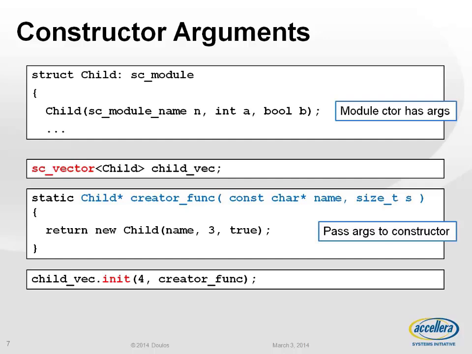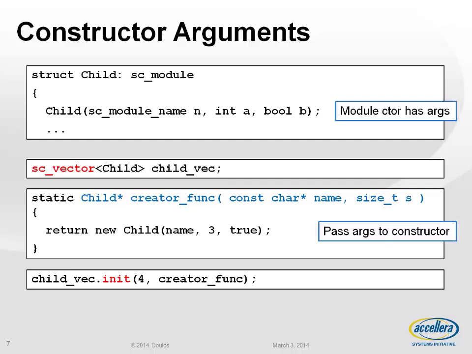Another thing you might want to do is to create a vector of modules where, because you're creating a vector of SystemC modules, you may want to take advantage of the fact that you can have user-defined constructor arguments on your SystemC modules. So here we've got a SystemC module child with a couple of user-defined constructor arguments. We've created an SC vector of our child, and now we've got to figure out a way to actually pass constructor arguments to the objects that sit inside this SC vector.